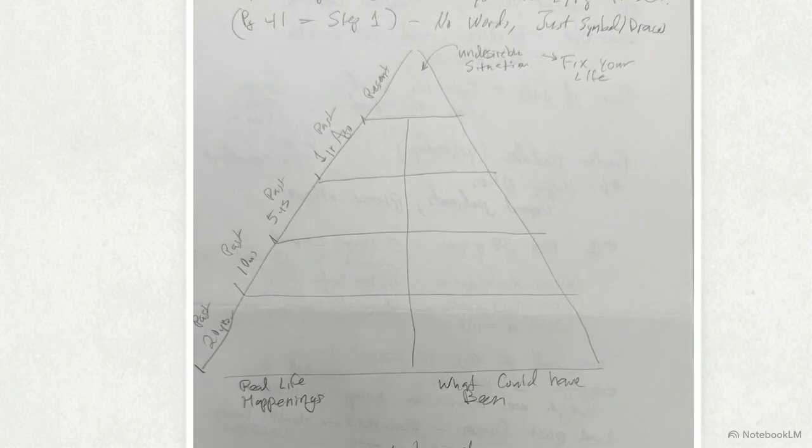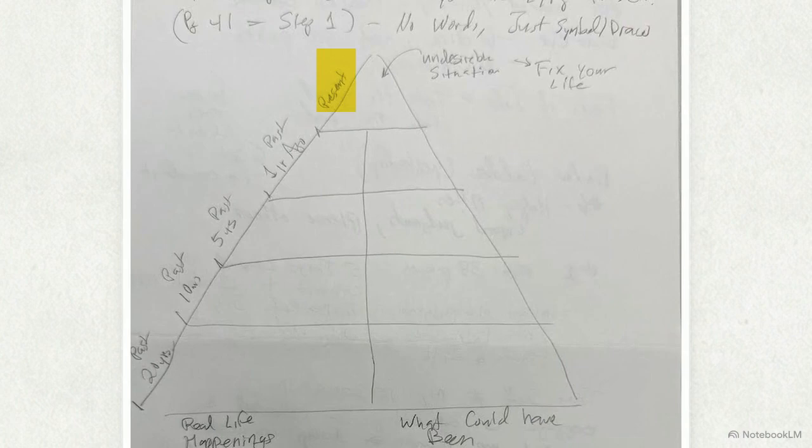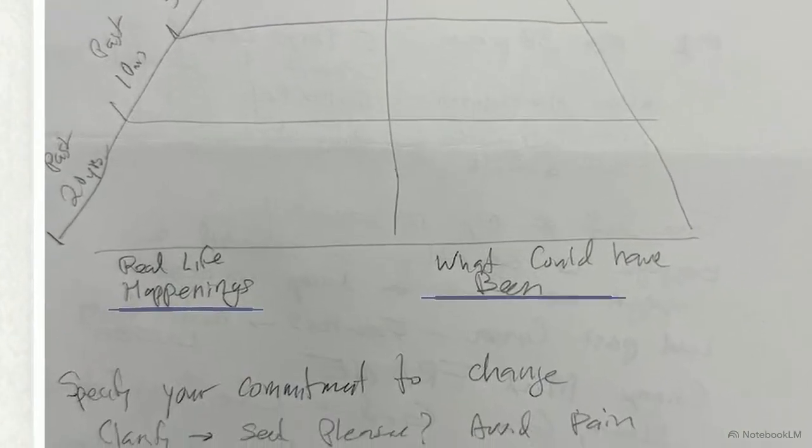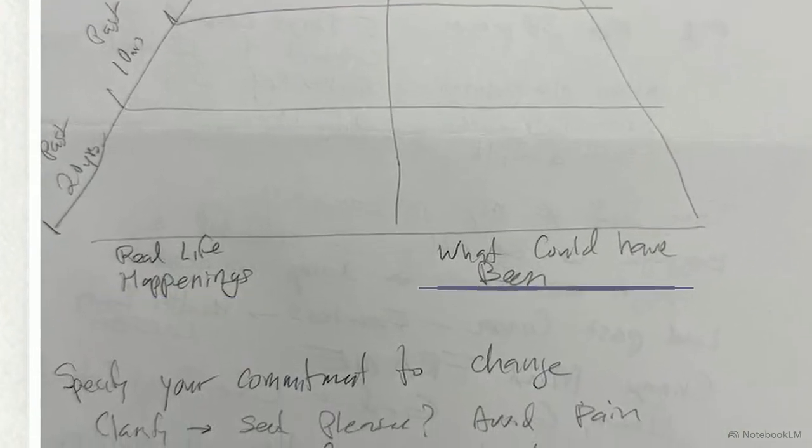Start by drawing a large pyramid, divided down the center. On the left margin, mark your time anchors, present at the apex, descending to childhood at the base. The left side is for real-life happenings, and the right is what could have been.